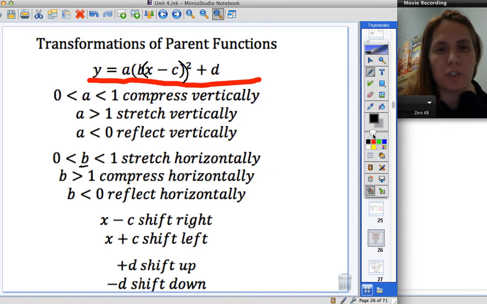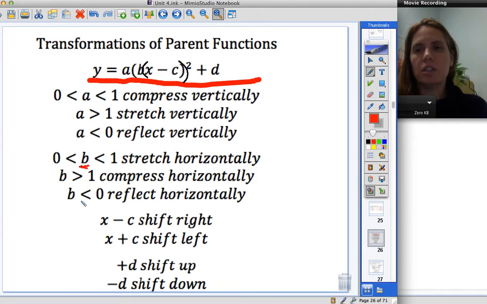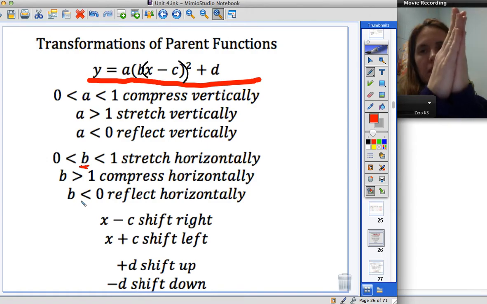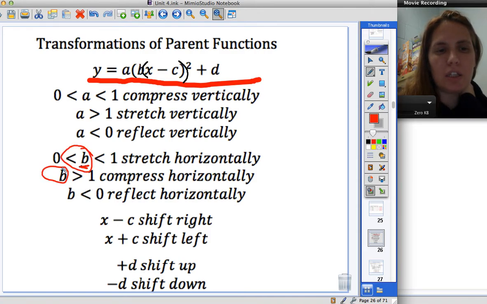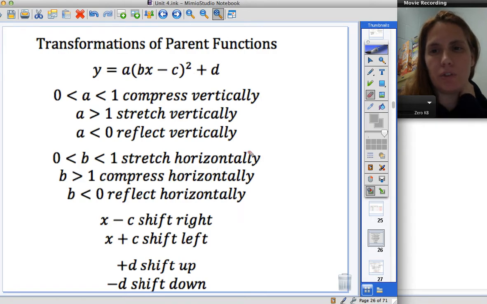All right, and then the B values. B will stretch horizontally if it's a fraction between 0 and 1. And if it's greater than 1, it compresses horizontally. So you're either stretching it out this way or compressing it back together this way. And negative B would reflect it over the y-axis. I know we really didn't do a lot with stretching, compressing, and reflecting of the B value with our other parent functions. I will tell you with transformations you do a lot with this B value.